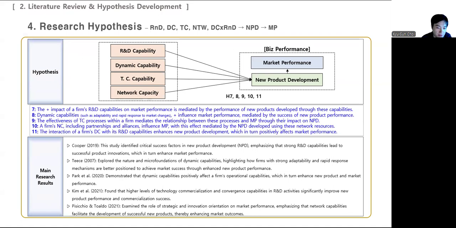Moving on to my next hypotheses, 7, 8, 9, 10, and 11, I try to measure whether all the innovation capabilities will affect market performance via NPD. So what I'm saying is I try to look at if there is any mediating effect of new product development. So together they will enhance NPD, and this is my hypothesis.